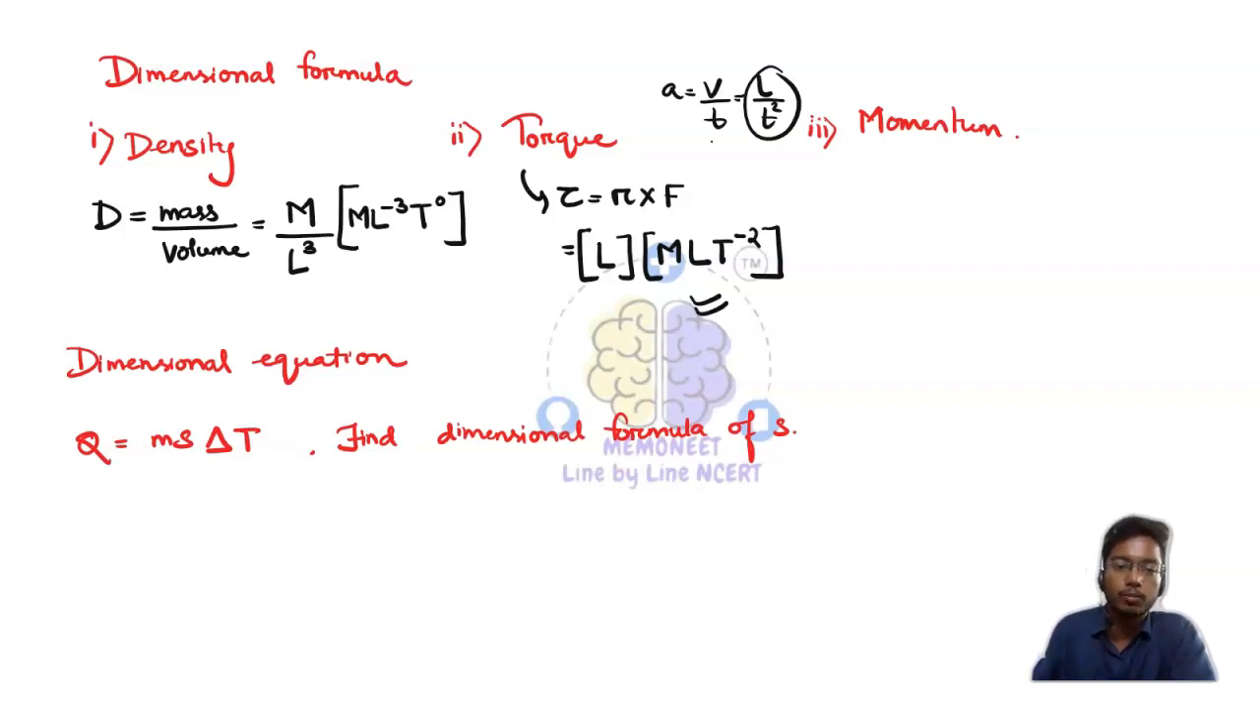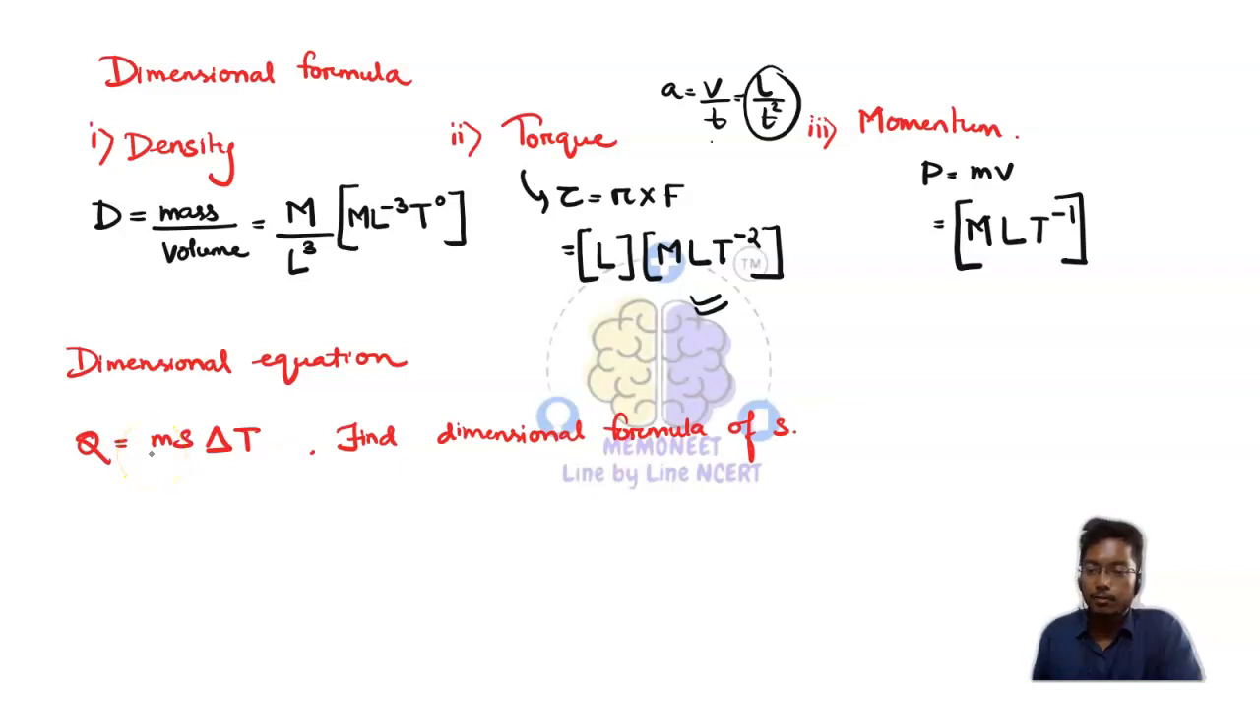Momentum, we know that P is equal to m into v. So for the mass, the dimensional formula will be capital M, and for the velocity here L T to the power minus 1, and it should be put into the bracket. So this is how we can represent the dimensional formula.